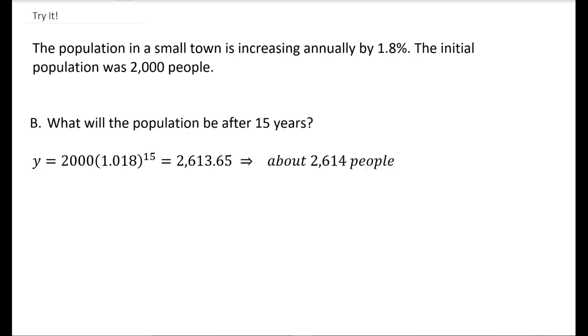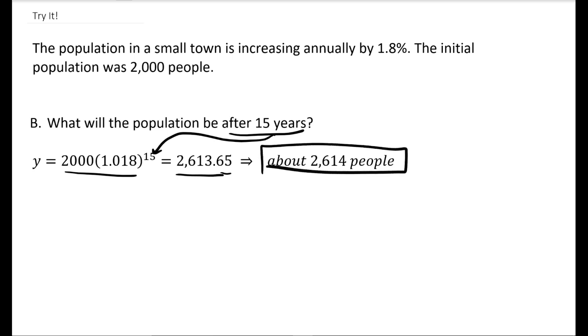Next up, we're talking about the population after 15 years. So now we know we could take our model and plug in 15 for time. And then when we do that in the calculator, we get a decimal, but that decimal doesn't make sense if we're talking about real life people. And so we're going to round it to about 2,614 people, which is still not very much after 15 years, but keep in mind that the increase is only 1.8%. So that's a very small growth rate, which explains why there are still not that many people after 15 years, if this model continued.